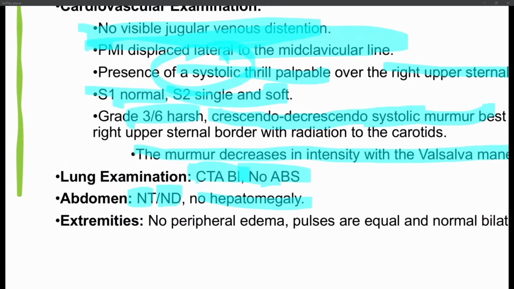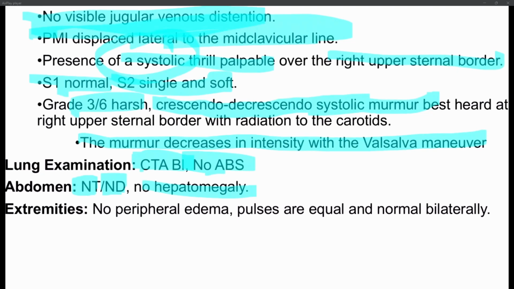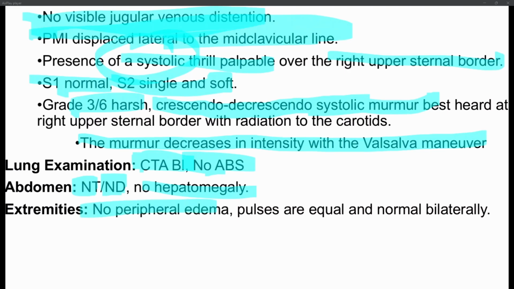Extremities also, no peripheral edema, and pulses are equal and normal bilaterally. That tells us a few things. One, no peripheral edema. There's no signs of heart failure. There's no signs of increased hydrostatic pressure in the legs, pushing out, causing the swelling to happen. Pulses are equal bilaterally. It means that you have good flow all the way down to your toes. So we know that the vascular system is still supplying blood to your extremities.